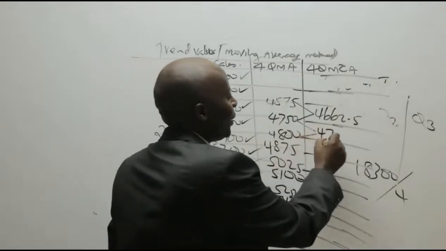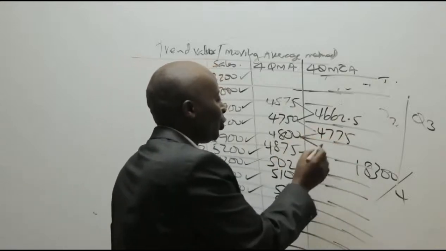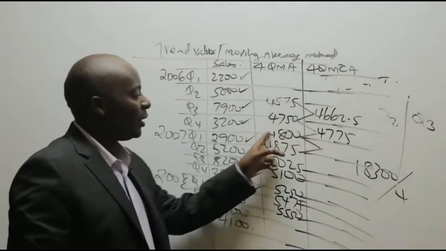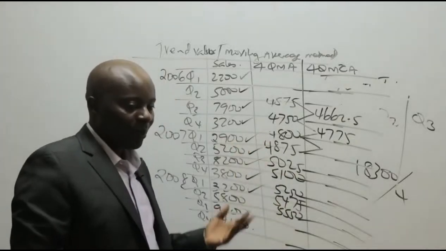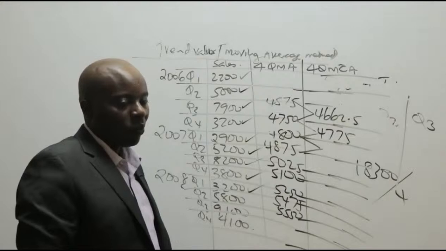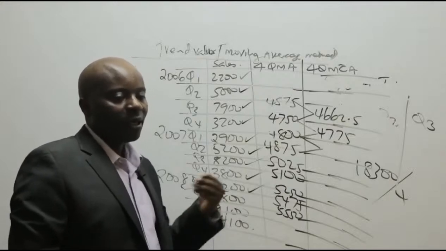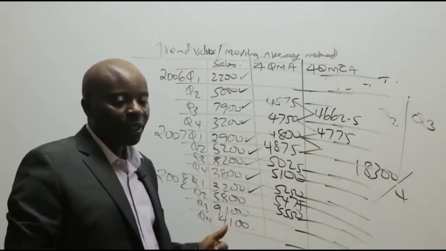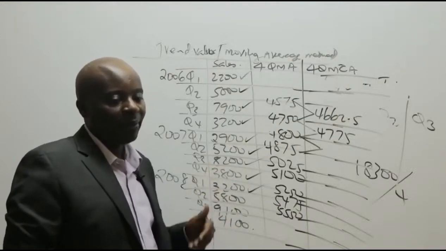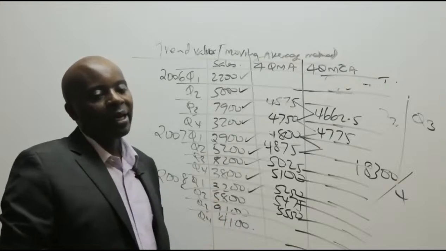4775. Take those two, please add them together. This and this, you divide by 2. Please give me an answer. So you keep on centering them like that. Whenever you're centering, you're always accounting for 2 at a time, an average of 2 at a time.